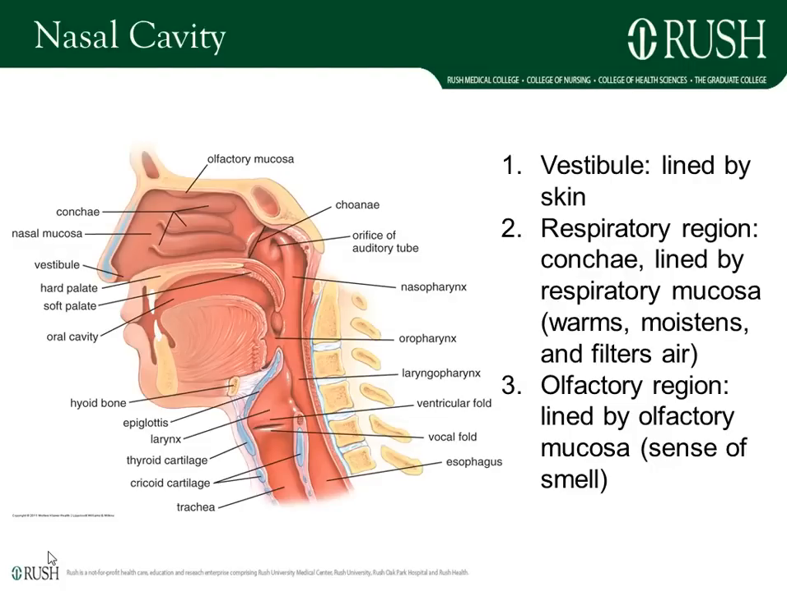So what's contained in the nasal cavity? Well, the nasal cavity has several different areas. The vestibule, where you actually bring the air in. The respiratory region, which has conchae, which are kind of swirling areas, lined by respiratory mucosa.